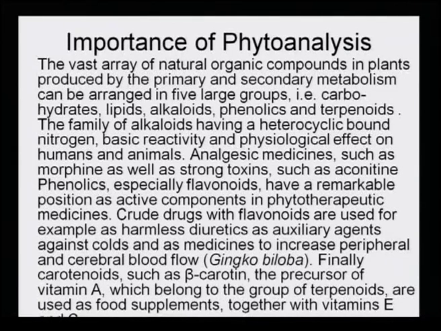Crude drugs with flavonoids are used for medicines. For example, harmless diuretics, auxiliary agents against cold, and medicines to increase peripheral and cerebral blood flow. Ginkgo biloba compounds are common examples derived from this plant. Finally, carotenoids such as beta carotene, the precursor of vitamin A, which belongs to the group of the terpenoids, are used as food supplements together with vitamin E and vitamin C. Now, you understand that these are all present in the plants and they have their specific role in our human body. How to analyze them?